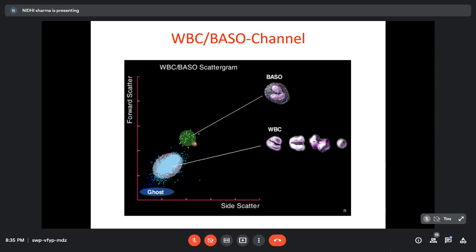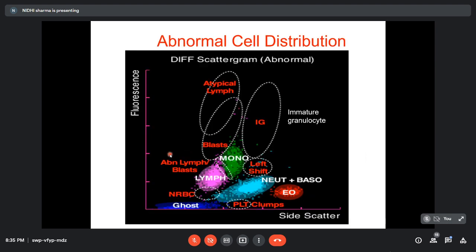And this is how the WBC channel looked. So we are concentrating on the basophil population here, and the entire WBC population would be a separate cluster. And if you have any changes, this is how you look. Your immature grans would come somewhere here. Blasts and atypical lympho would be somewhere here, and again lympho, mono and leo. If you have a very high number of NRBCs, this is where they would be located on a scattergram.